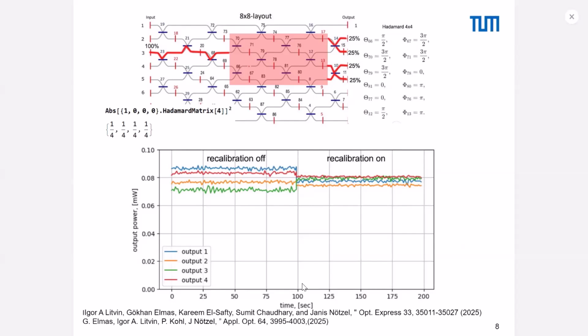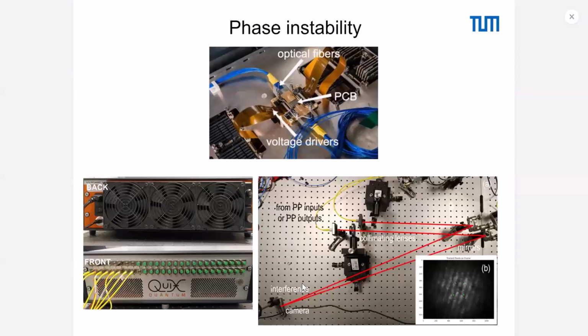So yes, recalibration works. However, it's the first problem we solved, but now we have a second problem which is much more difficult to solve and much more critical. We can see this problem here. If you look at the photonic processor, it's quite small, less than 1 centimeter by 1 centimeter.